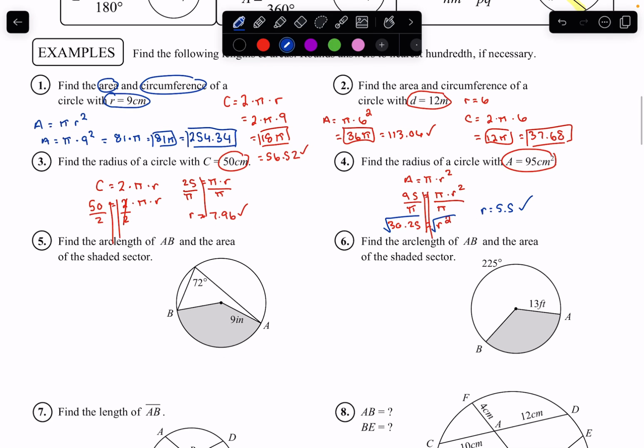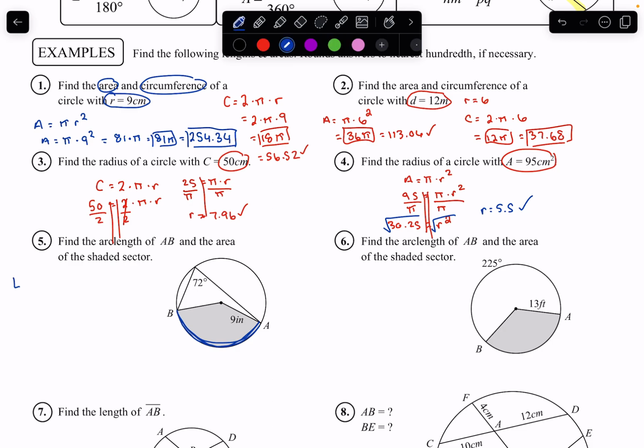Okay, number 5. Find the arc length of AB and the area of the shaded sector. So AB is this arc right here. And it wants me to find the arc length and the arc area. Or I guess the sector area. So let's start with arc length.